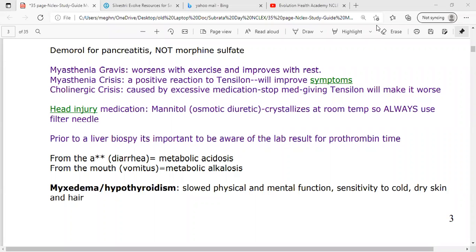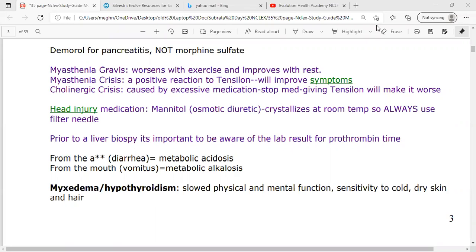Here, I'm going to talk about some NCLEX tips, some of the most important topics for the NCLEX licensing exam. Just keywords and all of the information here related to the NCLEX board exam questions.